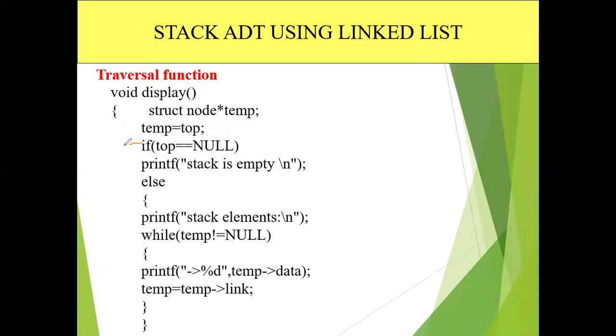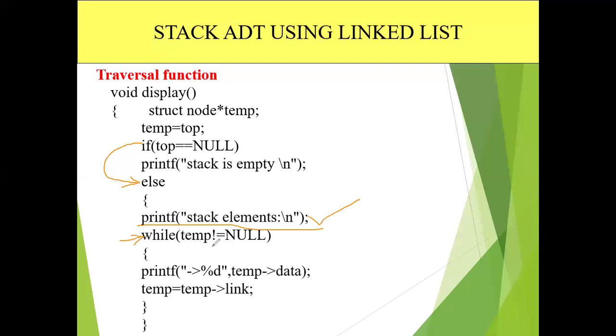What happens if the condition becomes false? If the condition becomes false, it executes the else part. In the else part, the very first statement is a printf of stack elements. Simply it is for readability purposes. We are displaying the statement like stack elements. And now after displaying this particular printf statement, come to the next one.